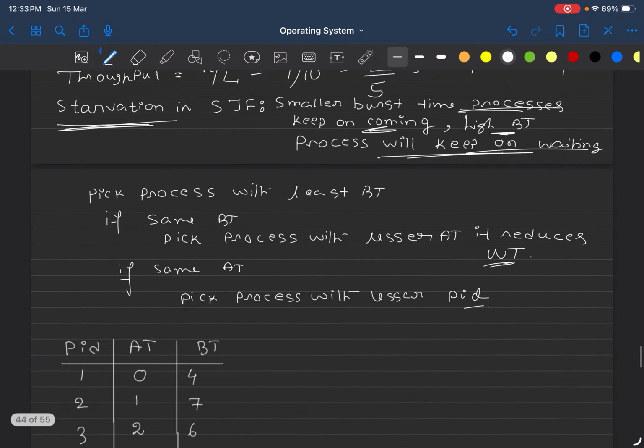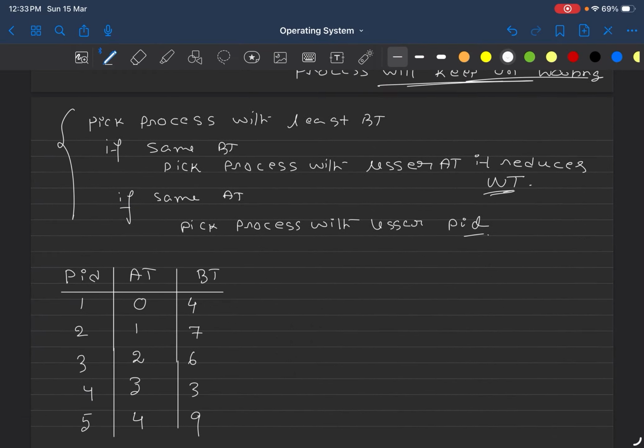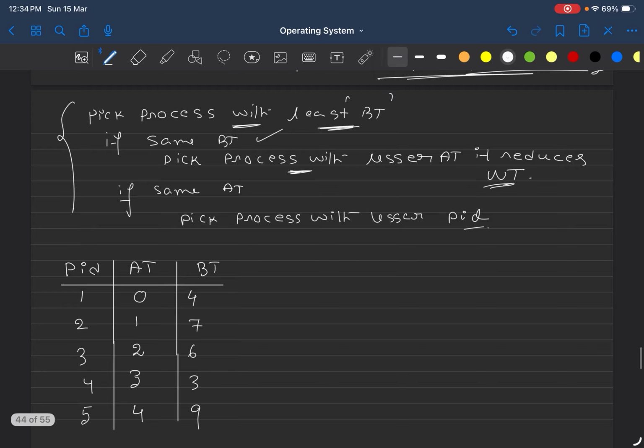Now let's move to the next part of the video. In this part I have written how you pick different processes. Pick the process with least burst time. There is no confusion. You will always have to pick the process which has the least amount of burst time. Let's say two processes have the same burst time. Then you will have to pick the process with lesser arrival time. Why? So that it reduces the wait time. The process that has arrived early, I will be picking when there is a conflict between two processes with the same burst time.